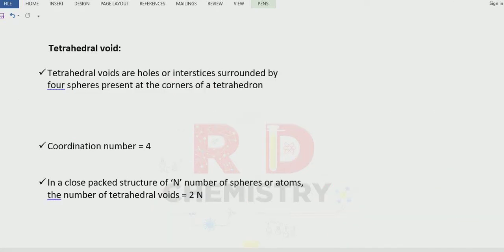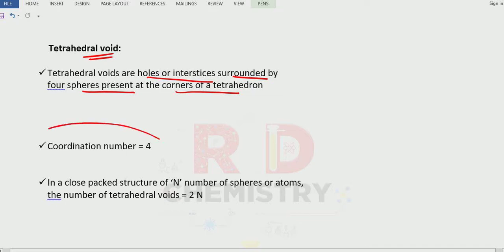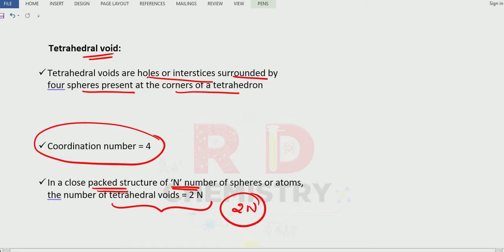Now let us summarize the tetrahedral void. Tetrahedral voids are holes or interstices surrounded by 4 spheres present at the corners of the tetrahedron. So one hole is surrounded by 4 particles, therefore the coordination number is 4. Suppose there are n spheres in the close packed structure, then the number of tetrahedral voids is equal to 2n. So you have to remember 2n, double the number of particles.